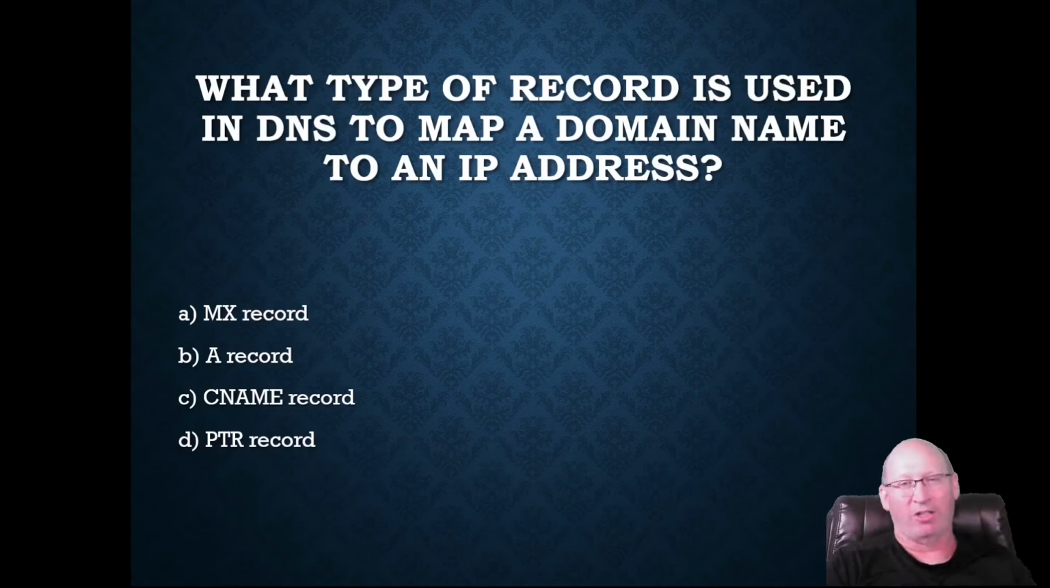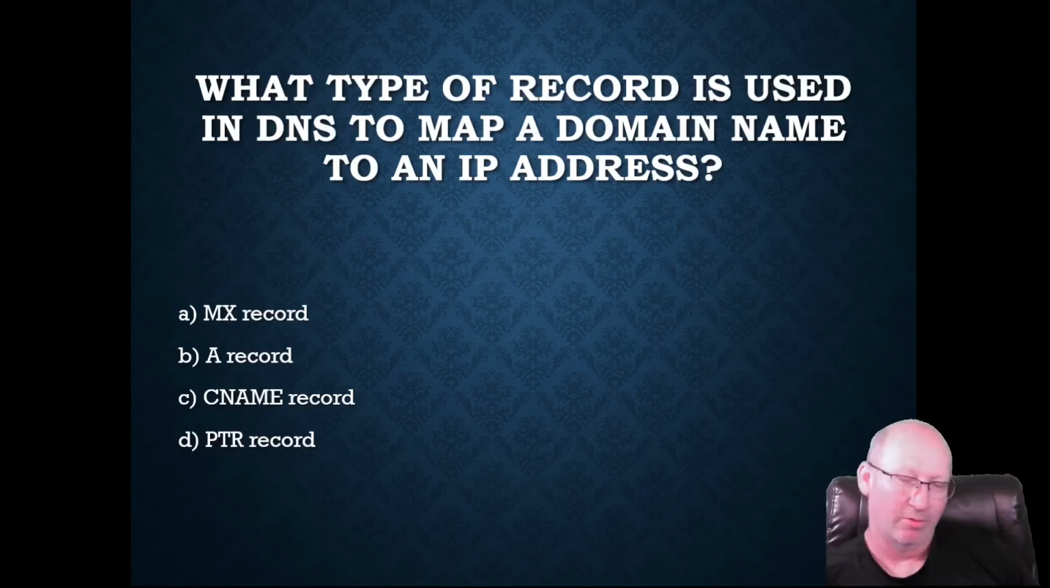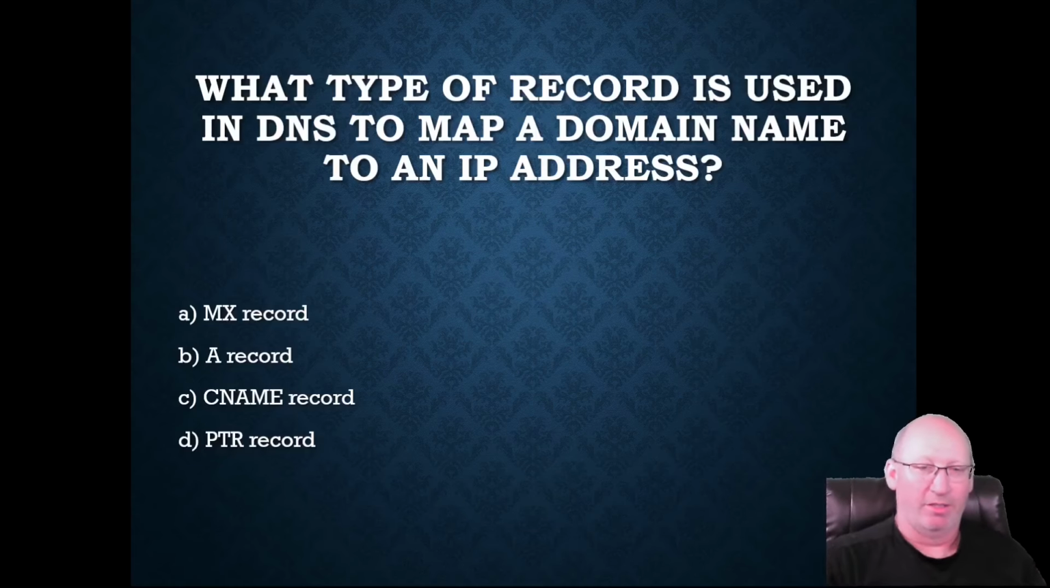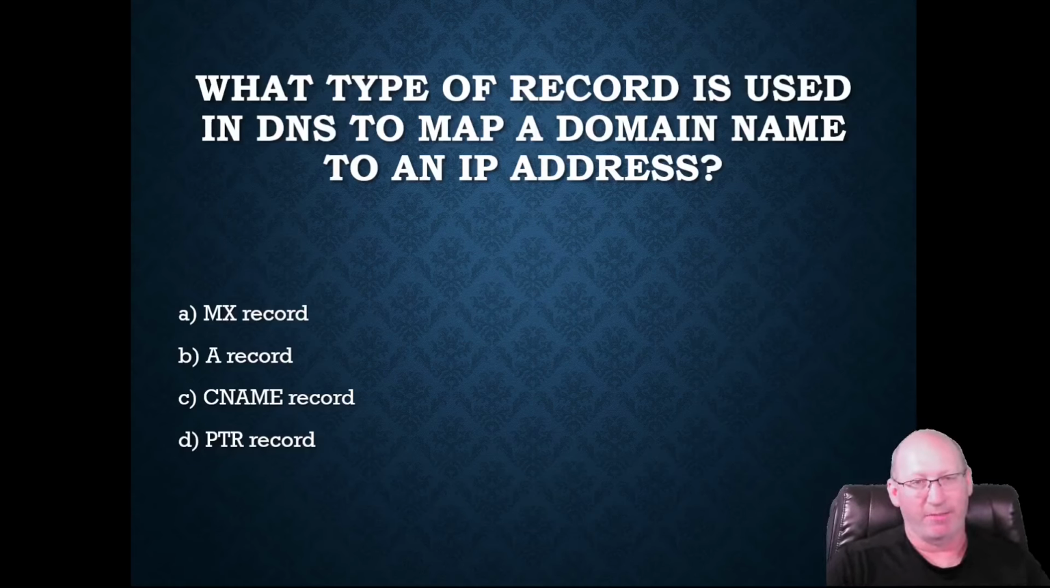What type of record is used in DNS to map a domain name to an IP address? What do you think? What type of record is used? An MX record, an A record, a CNAME record, or a PTR record? What do you think? Well, let's go ahead and answer this. If you're not ready, you can always pause that video. Let's kind of break this down. Now, this one, I would consider to be a hard question for Network Plus. I really would, just because this is something you almost have to know. However, let's break it down.